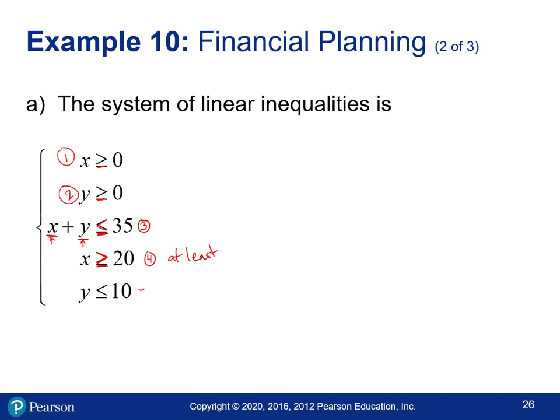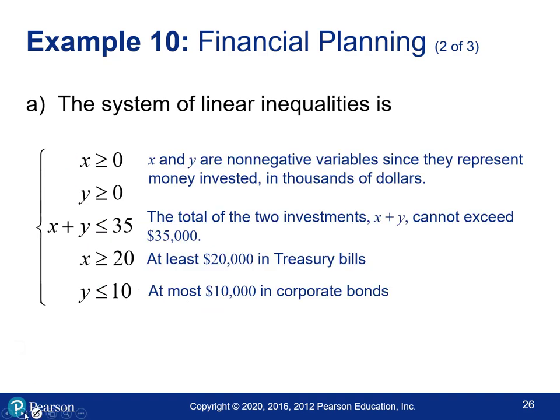And then on number 5, we told them no more than 10,000 into the corporate bonds. And so no more than is less than or equal to, because if I want no more spent than 10,000, it can be 10,000 or less. So this is no more than or less than. Less than is another way to say that. So this is a system of 5 inequalities, and 1 and 2 are kind of default for just not investing negative amounts.